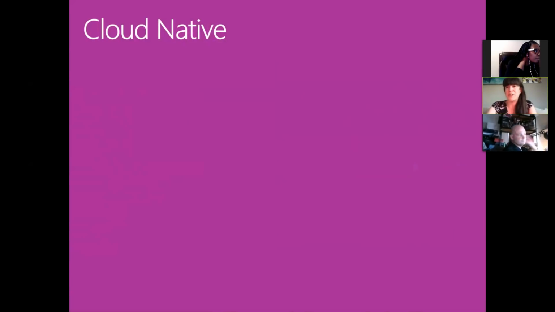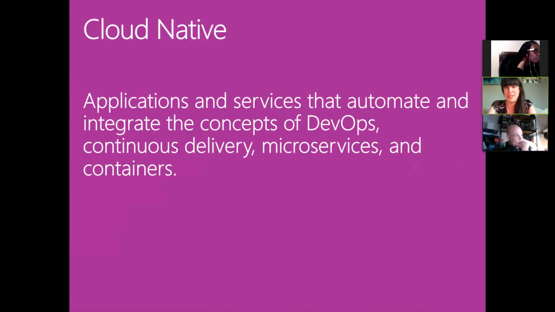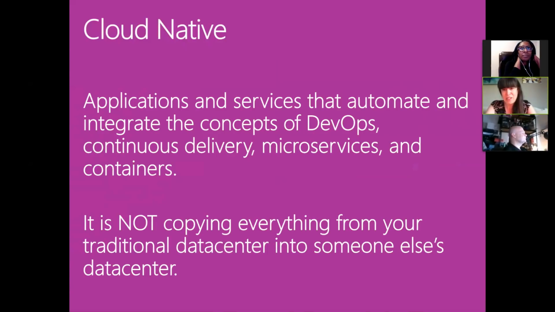Okay, so now let's talk about cloud native. Let's talk about what it is again. It's applications and services that automate and integrate the concepts of DevOps, continuous delivery, integration, and deployment, microservices, APIs, containers, and serverless. It is not lift and shift. It is not copying everything from your traditional data center into someone else's data center and then saying the cloud really sucks. I mean, you can do that if you want to. It'll solve some problems for you, right? If you're having trouble scaling, it could solve that problem for you.